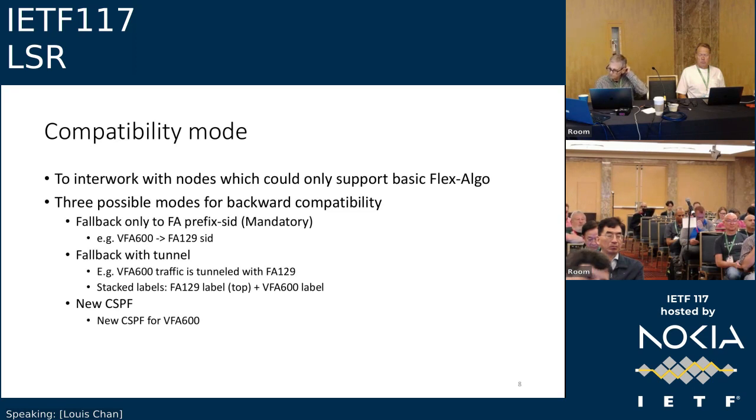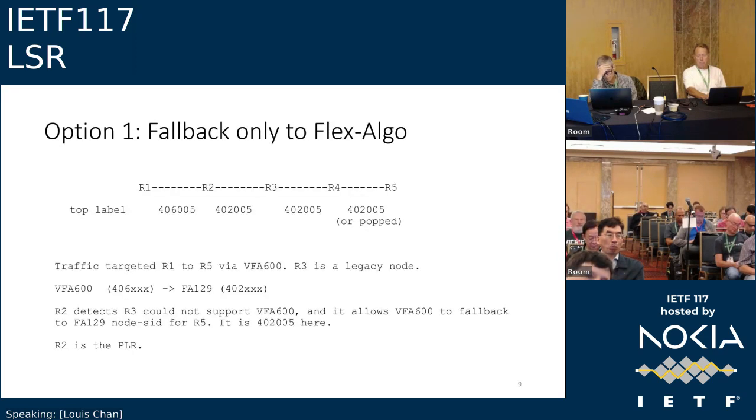That means if one of the nodes does not support it, then it's considered broken. So the network is broken, and we have to spawn a new CSPF for that one. But I think this one is too resource consuming, so we just leave it for discussion only. Later on, we may remove these options. So talk about option 1, to fall back to flex algo only.